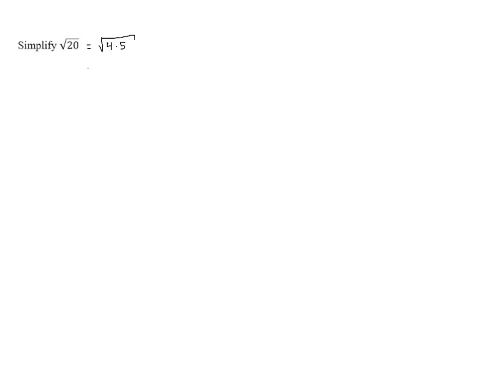And we have a rule called the product rule for square roots, or the product rule for radicals, that says if we have the square root of a product, we can write that as the product of the respective square roots. So the square root of 4 times 5 is the same as the square root of 4 times the square root of 5. Now, this is helpful because now we have the square root of a perfect square in the front, and we can actually evaluate that square root.